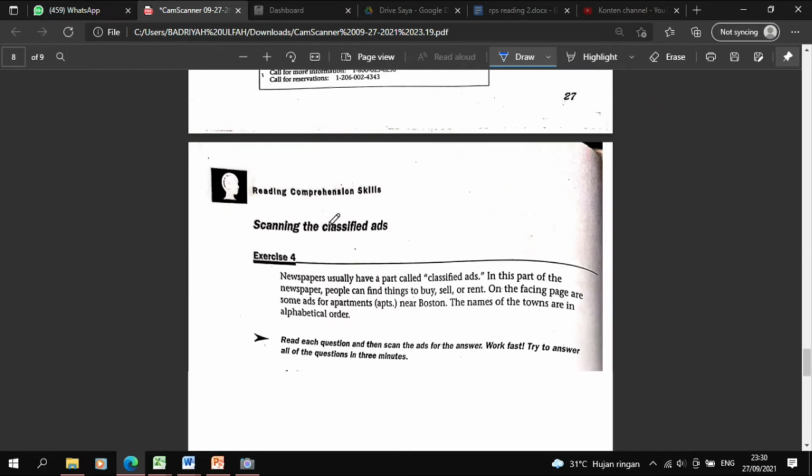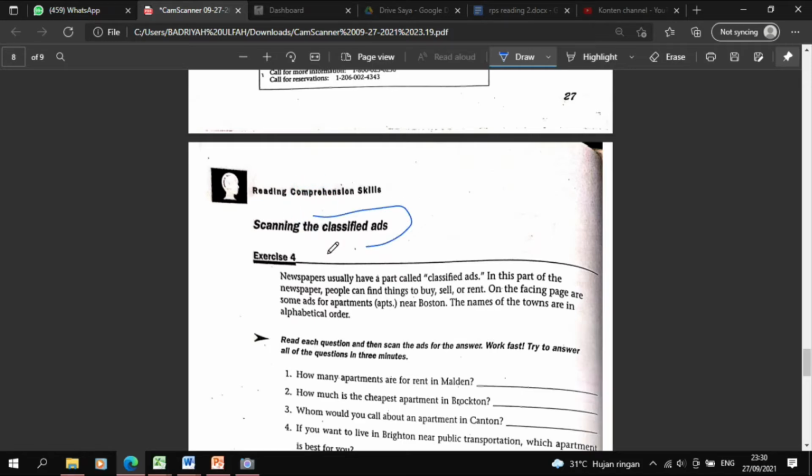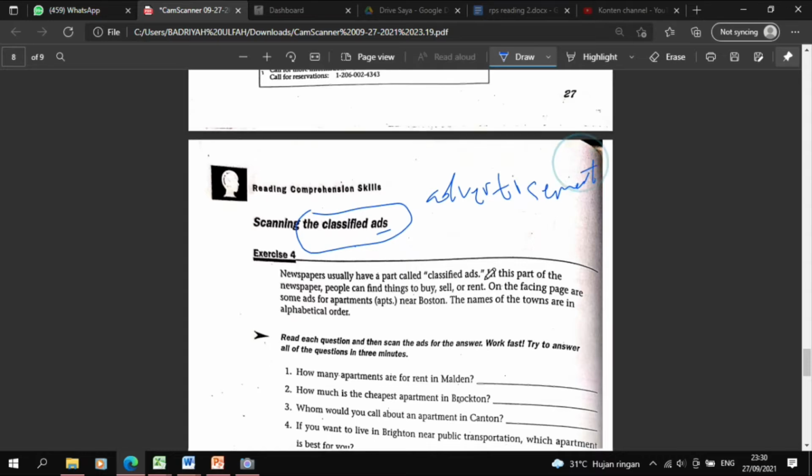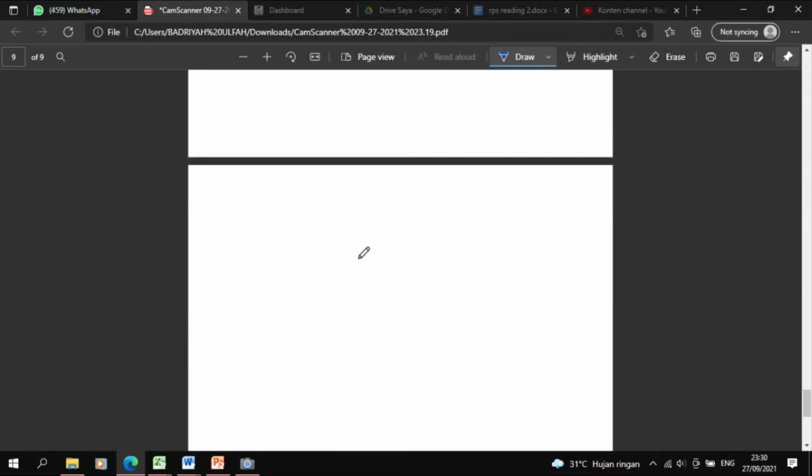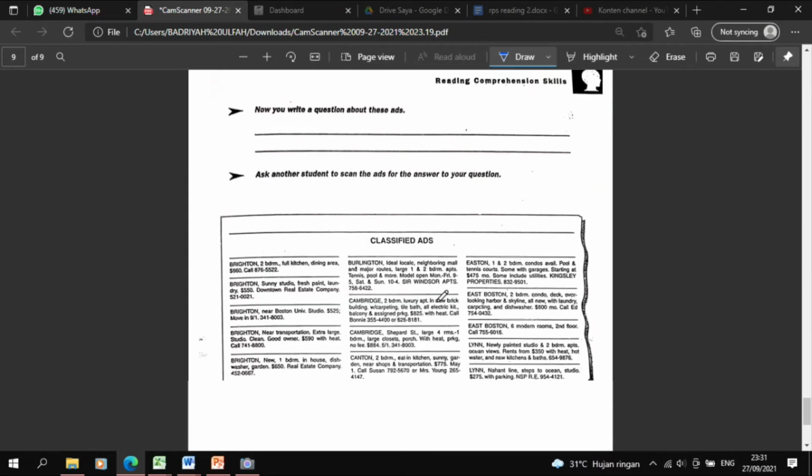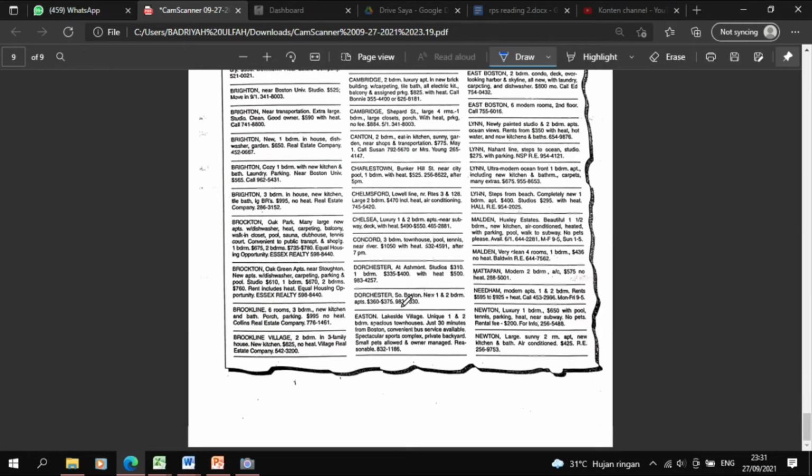And the very last one, oh no, classified ads. Ads means advertisement. Ads is the abbreviation for advertisement, iklan. Okay, so here is the advertisement that you have to scan. Okay, only scanning. Remember, you don't need to translate all. So let me explain to you one by one.